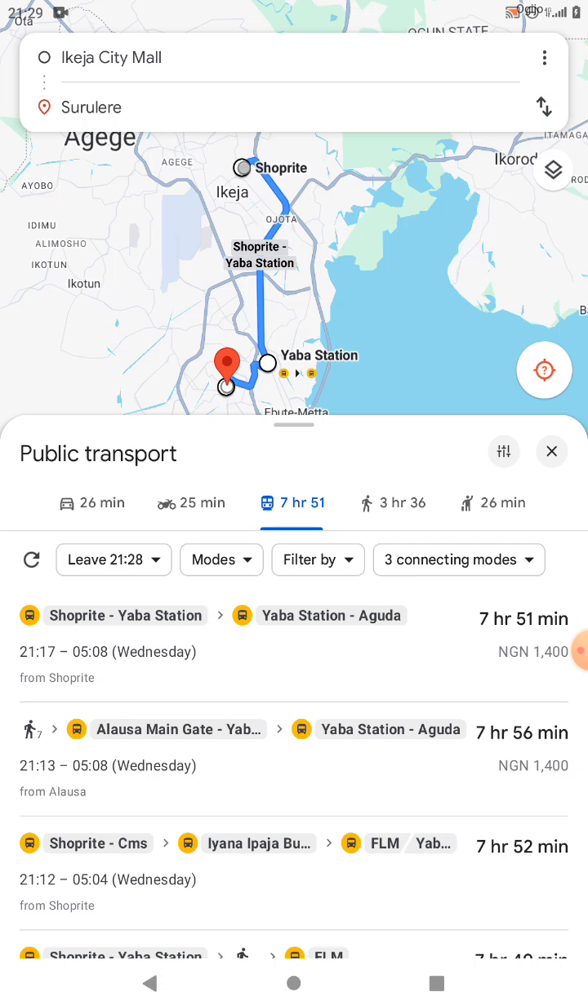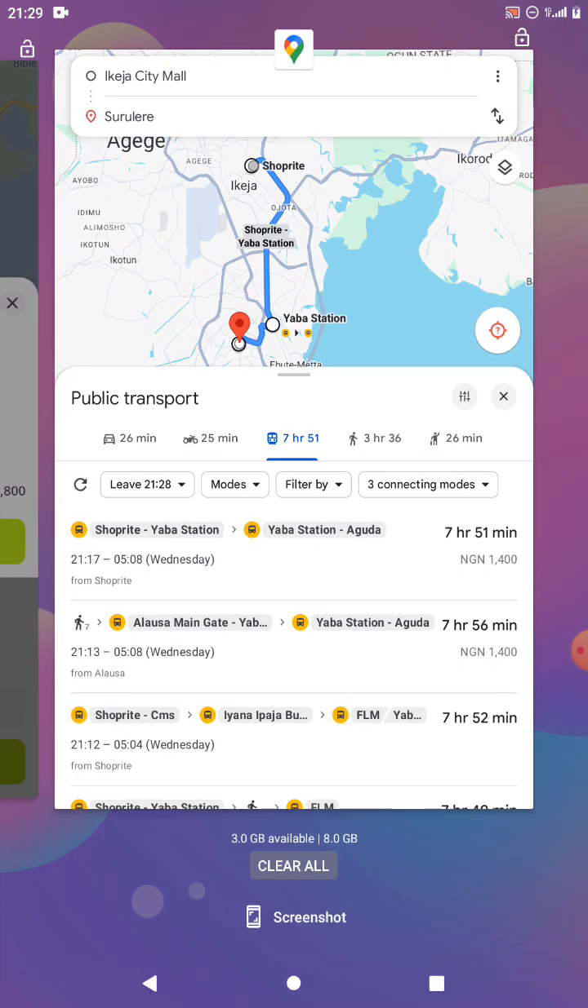Do you understand? So it's a 25 minutes journey, like you can see now. If you are using bike, you see that icon of the motorcycle, it is 25 minutes, but if you are using a car, it's 26 minutes. If you are using train or whatever, I don't know what that is, 7 hours 51 minutes. If you are walking, it's 3 hours 36, and if you are flagging down a taxi or whatever, it's 26 minutes.